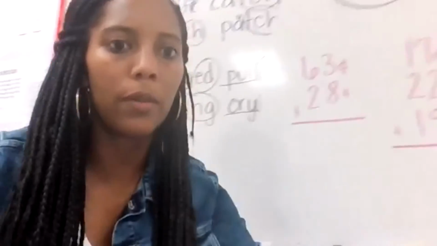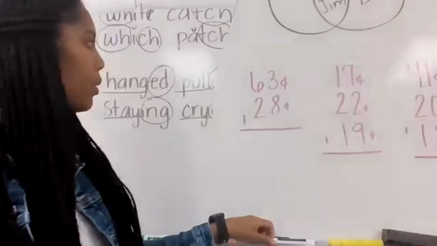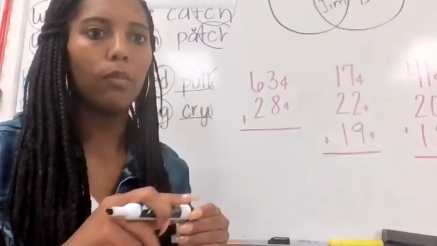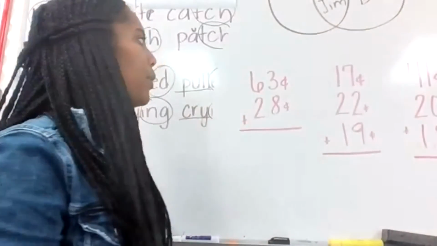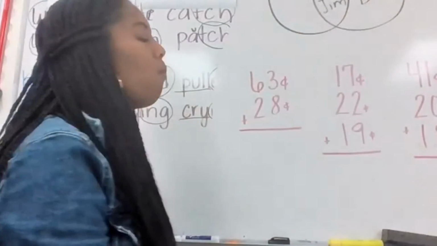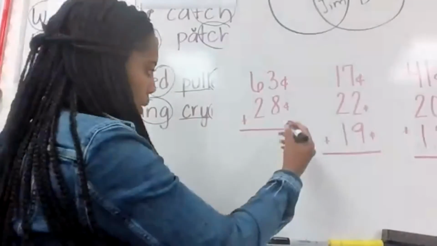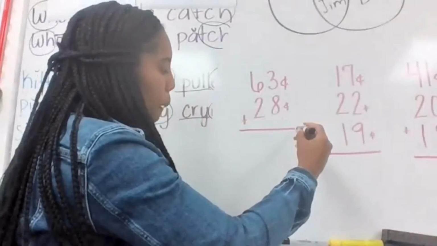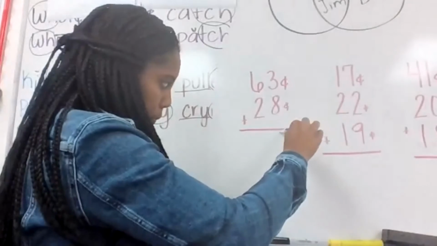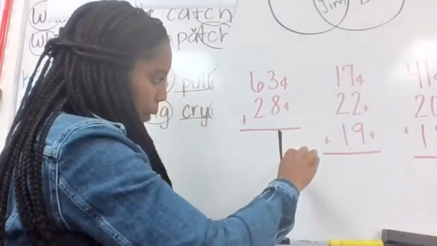Okay, let's go ahead and go over this one. So 63 plus 28. All right, Solomon, walk us through it. How do we add this one up? 3 plus 8 equals 11. Okay, what do I do to show 11? Add a 1. 1 here. Where do I put the other 1 in 11?